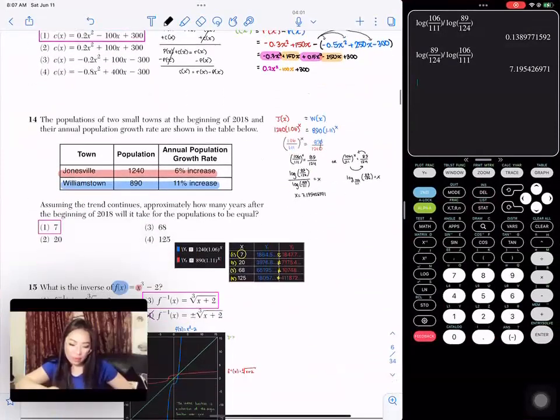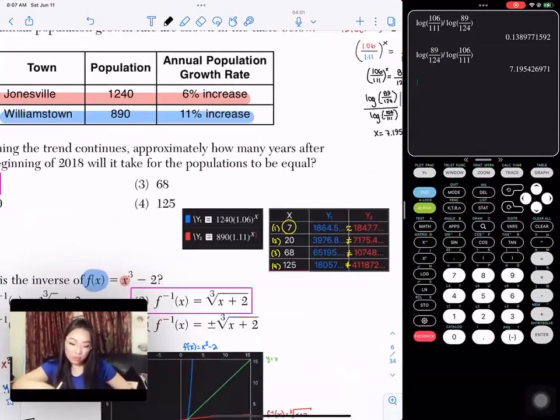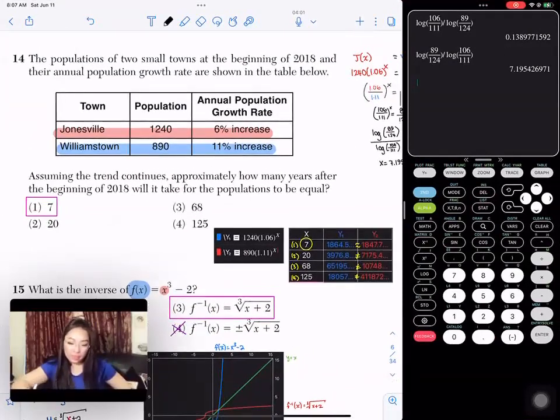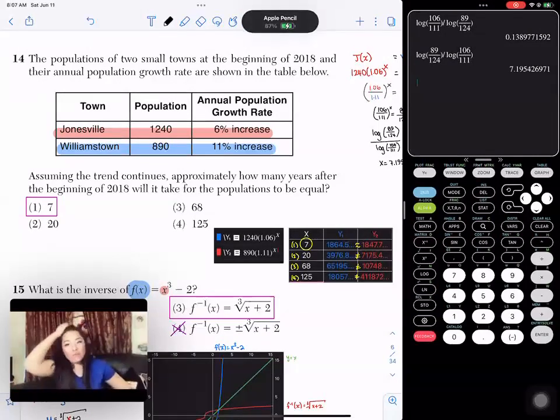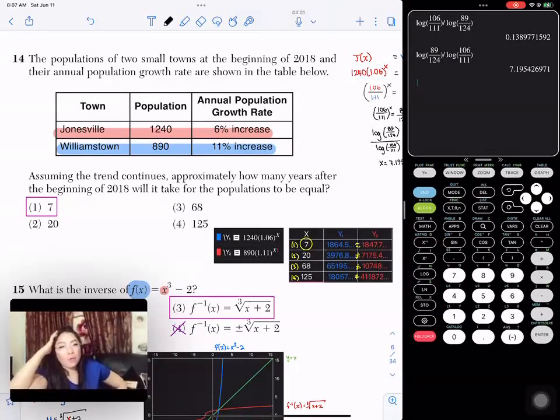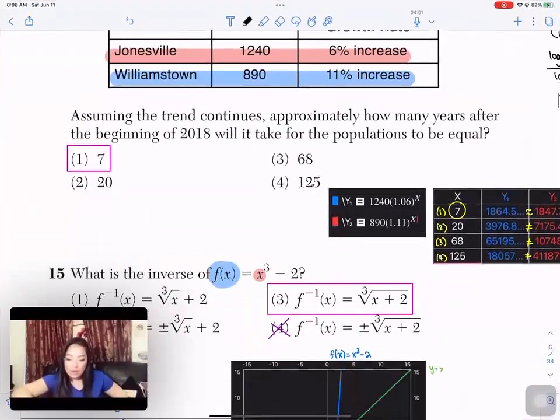All right, so that's that. So that's about 7. What you could also do on your calculator is you could solve for the y value by putting into y1 and y2, and then they give you 4 answers, right? 7, 20, 68, and 125, and you see which one is equal, and that's the answer. So it's choice 1. Okay.